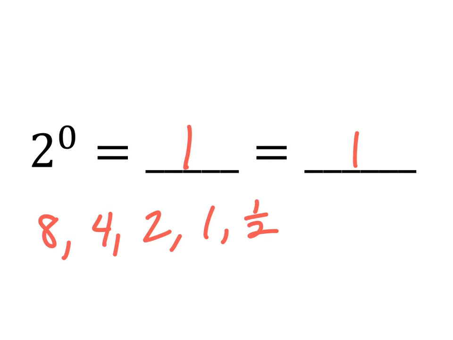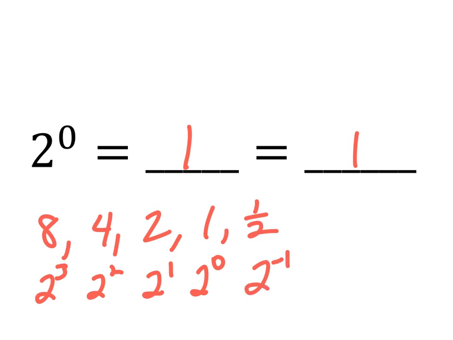Now at the same time, to get 8, that was 2 to the 3rd. To get 4, that was 2 to the 2nd. To get 2, that was 2 to the 1st. To get 1, that was 2 to the 0. So, what do you think gets me 1/2? If we follow this pattern, 3, 2, 1, 0, that would make this 2 to the negative 1st. Now, if I continue the top numbers, 1/2 divided by 2 is 1/4. And then 1/4 divided by 2 is 1/8.